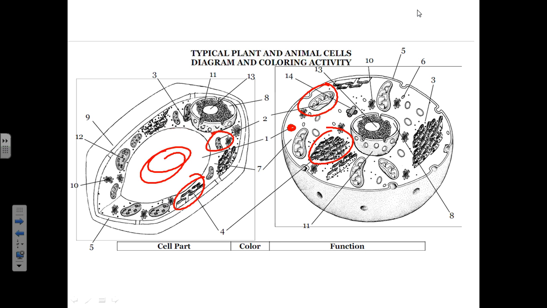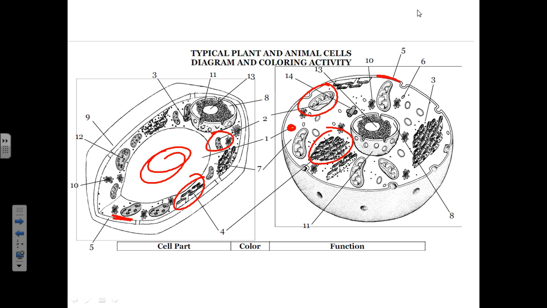Going on down the list, number 5 on your diagram. Notice it's right here on the animal cell, and it's right in here on the plant cell. That would be what? That's the membrane, the cell membrane or the plasma membrane. It's the gateway in and out of cells that can control what enters and exits the cell.